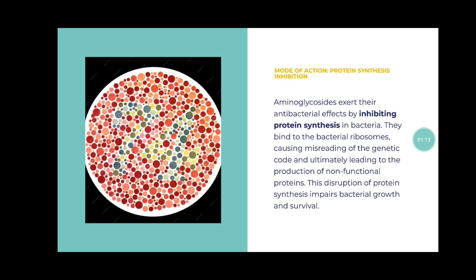Mode of action: protein synthesis inhibition by aminoglycosides. Aminoglycosides exert their antibacterial effect by inhibiting protein synthesis in bacteria. They bind to the bacterial ribosomes, causing misreading of the genetic code and ultimately leading to the production of non-functional proteins. This disruption of protein synthesis impairs bacterial growth and survival.